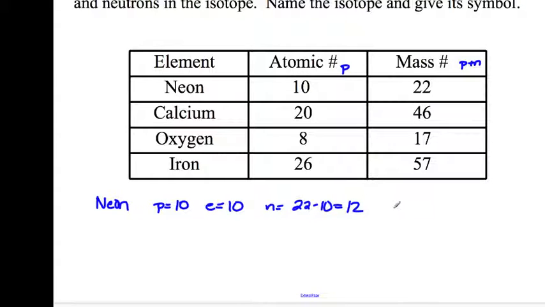So when we write it in symbol and word notation, the word notation, we just put neon and then the mass number. When I go to write it in symbol notation, put the mass number on top and the symbol for neon, which is Ne. You can also put the 10 at the bottom. I rarely do though because I know when I see neon that the atomic number is 10.